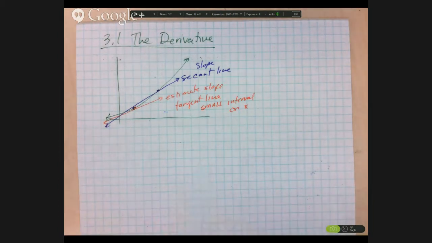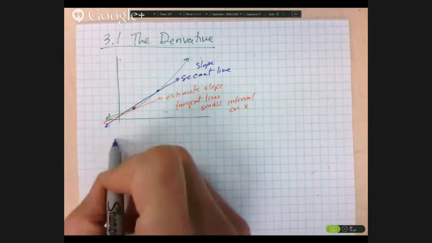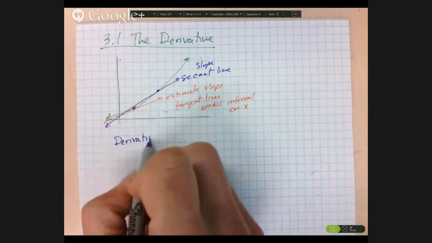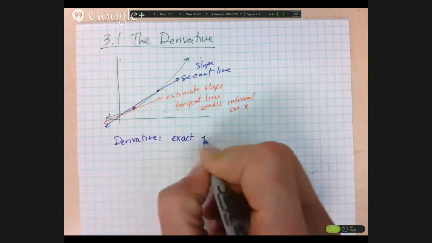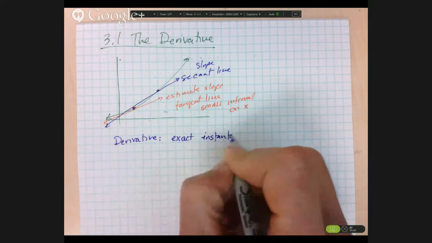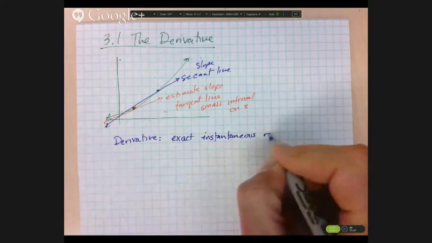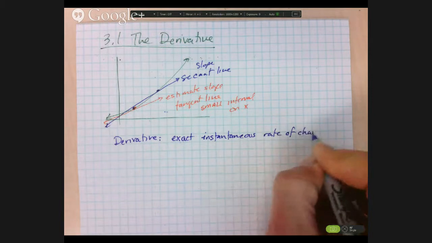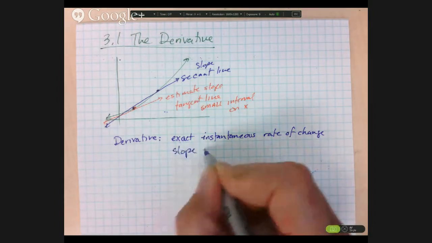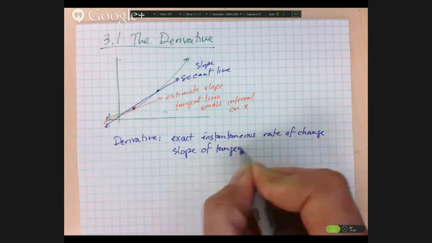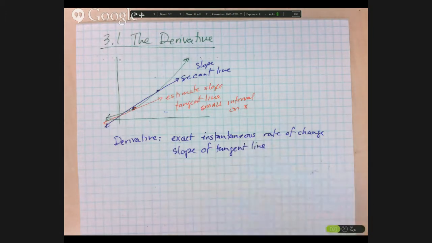You with me? The derivative is the exact instantaneous rate of change. It's the slope of a tangent line. It's the exact, bam, right there. Got you covered.